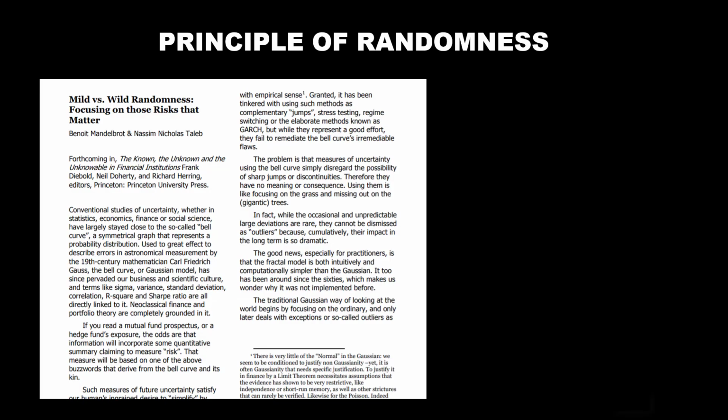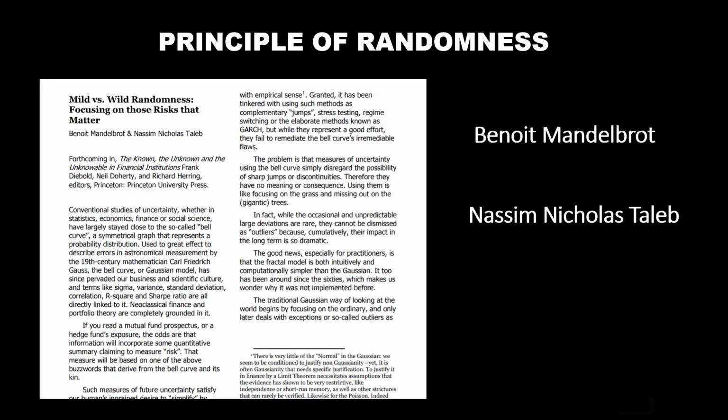One principle that we use in the 3-block system constantly is the principle of randomness, and in order to understand it, we do have to follow a lot of theory that has been written on it. In the paper Mild versus Wild Randomness, Benoit Mandelbrot and Nassim Nicholas Taleb define in only 9 pages what is the main difference between normal distribution and non-normal distribution when analyzing the stock market.